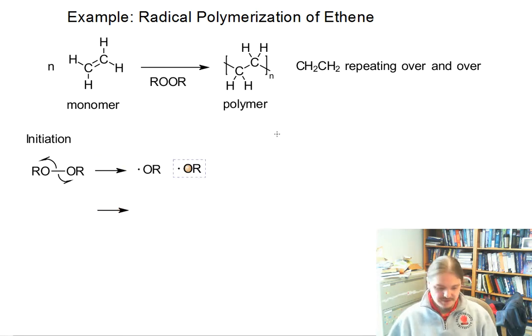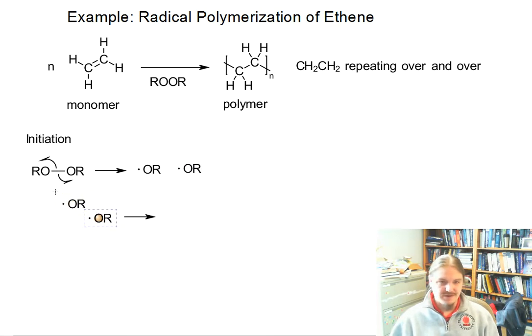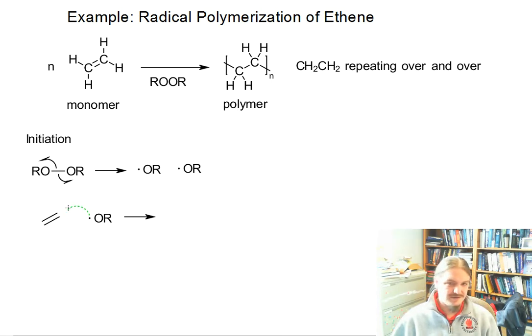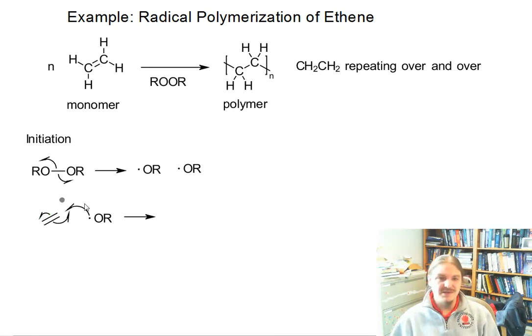Now the second thing that happens is that one of these alkoxy radicals is going to react with one of the ethylene monomers. Let's show what that looks like. Okay, and for the sake of simplicity, I'm not going to show the carbon and hydrogen labels. Just need to put on your thinking cap and remember that they're there. And so the second initiation step is an addition step.